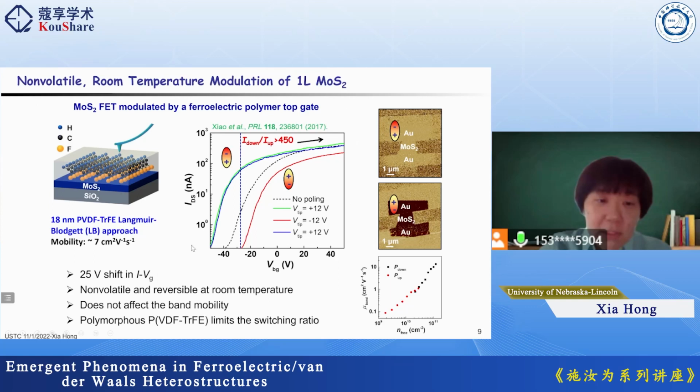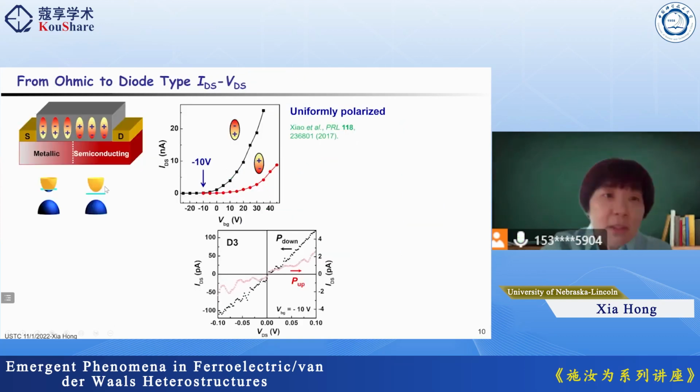This is because the sample is polymorphous. The polarizations are mostly randomly distributed, and it's very hard to align them. Later, I will show you how we can use a different strategy to enhance this effect. So now we have this ferroelectric that's capable of modulating the sample between the metallic state and insulating state.